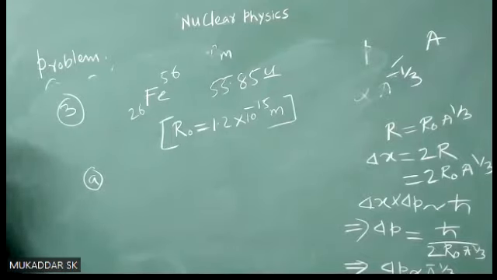Shall I proceed? Excuse me, sir, repeat the question, please, once again. Yes, question number A, find the radius of the nucleus. Question B, find the volume of the nucleus. Question C, find the mass density of that nucleus.